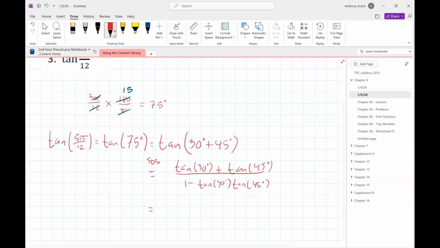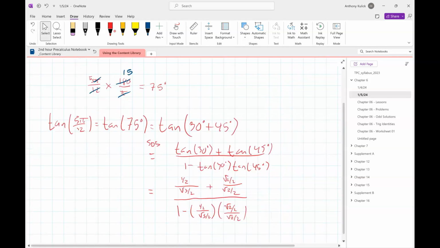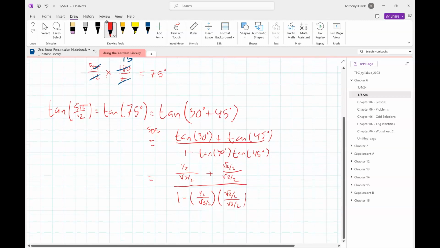And I'm going to use the unit circle to figure out what tan of 30 and tan of 45 is. So I'll locate 30 degrees on my unit circle. And I know that tan is y over x. So the y at 30 degrees is 1/2, and the x is root 3 over 2. And then I'm going to locate 45 degrees on the unit circle. And again, tan is y over x. So y is root 2 over 2, and x is also root 2 over 2. So far, so good.